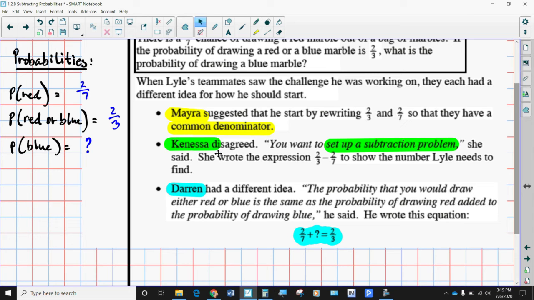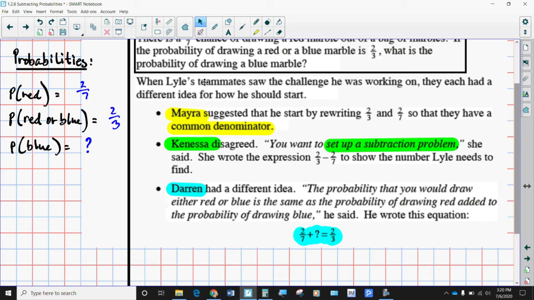Vanessa, she's like, no, this is a subtraction problem. What you need to do is set it up so you say 2/3 minus 2/7 is going to give you your answer for blue. And Darren's like, no, I got a different idea altogether. The probability that you would draw either red or blue is the same as the probability of drawing red added to the probability of drawing blue. So he wrote his equation like this.